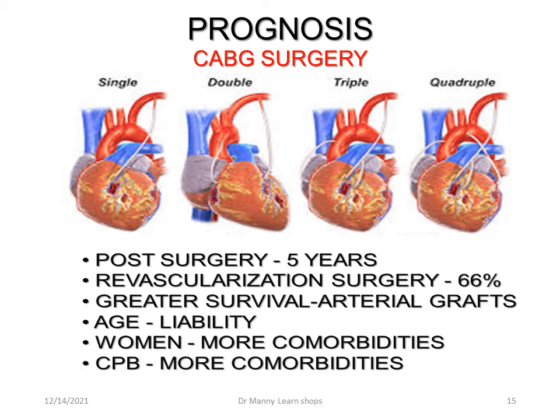Now, the prognosis for coronary artery bypass graft surgery is pretty good, actually. So, post-surgery, typically 5 years, but it seems to be greater. Revascularization surgery, 66% of cases. There's a greater survival if you have an arterial graft versus a venous graft. Age, the older you are, the more risk you are. Women, for some reason, seem to have more comorbidities. And cardiopulmonary bypass, if you go into cardiopulmonary bypass, not off pump, you can have more comorbidities in the future.